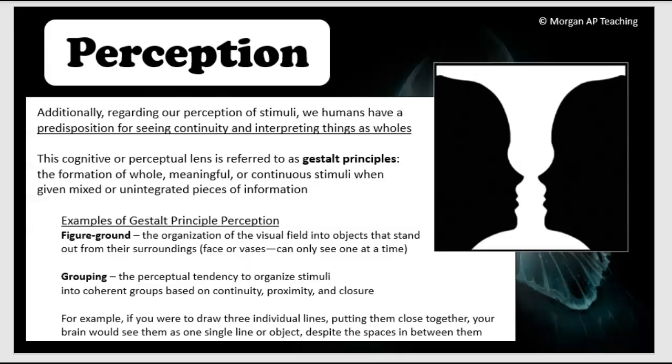And then you have grouping, the perceptual tendency to organize stimuli into coherent groups based on continuity, proximity, and closure. So if you were to draw three individual lines, putting them close together, your brain would see them as one single line or object, despite spaces in between. You can do a little experiment at home on that if you'd like.